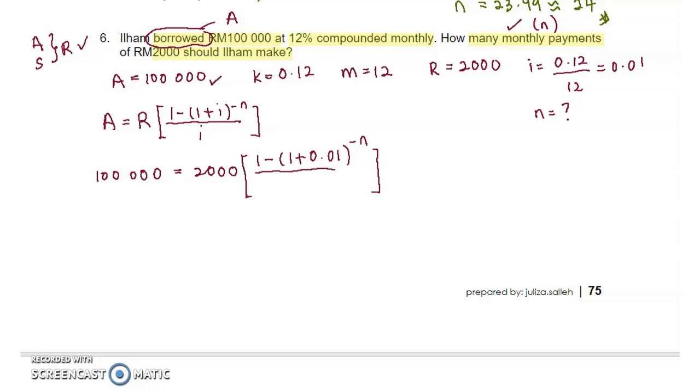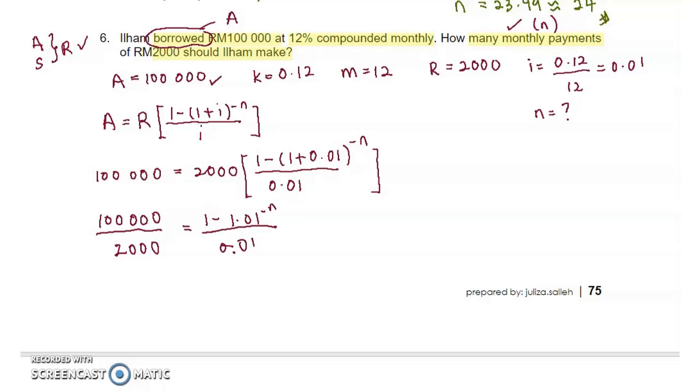Divided by 0.01. So again, the same procedure as the previous question. You can move value R here to the left hand side. So 100,000 divided by 2,000. On the right hand side, 1 minus 1.01 power of negative N, divided by 0.01.